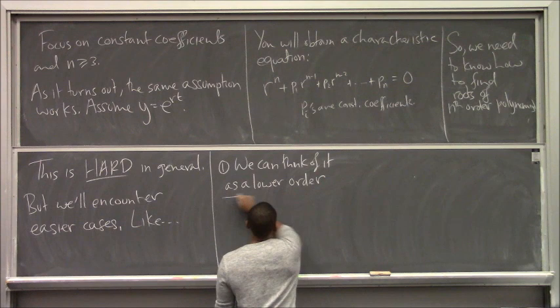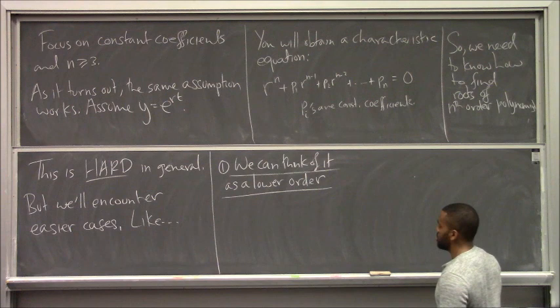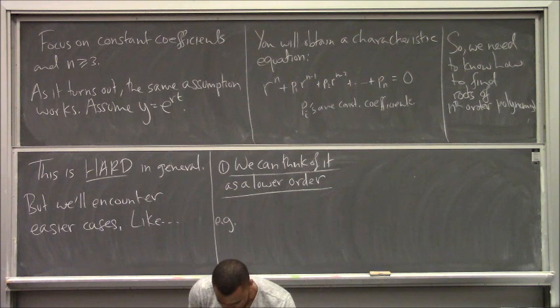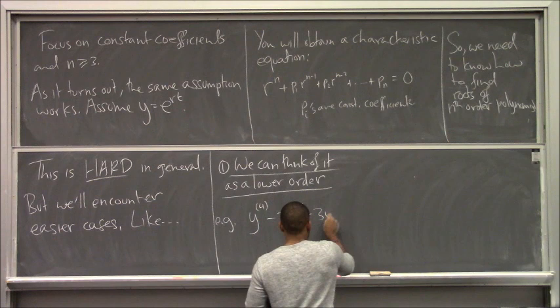These are the guys where a substitution would work to actually bring the order down. So you can go from something where n is reasonably large to something where n is reasonably small. So for example, if I were to ask you to solve this guy, y fourth prime minus 2y double prime minus 3y equals 0.